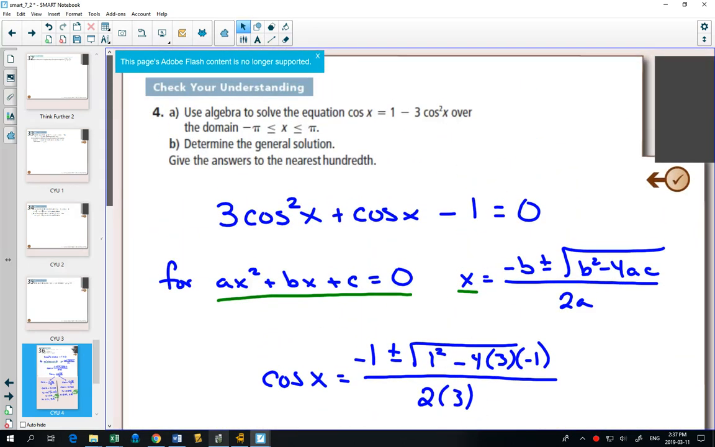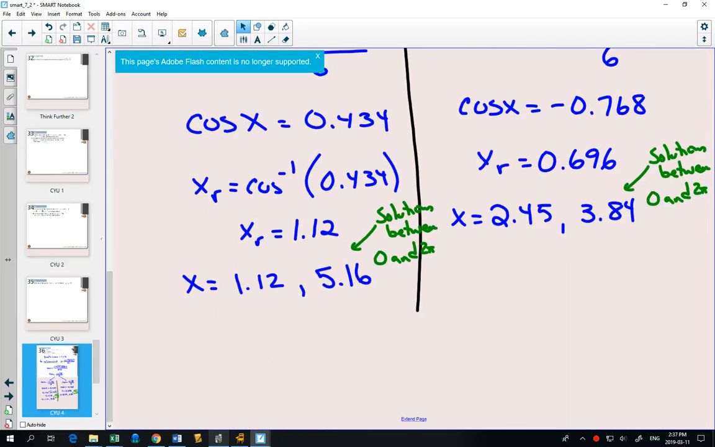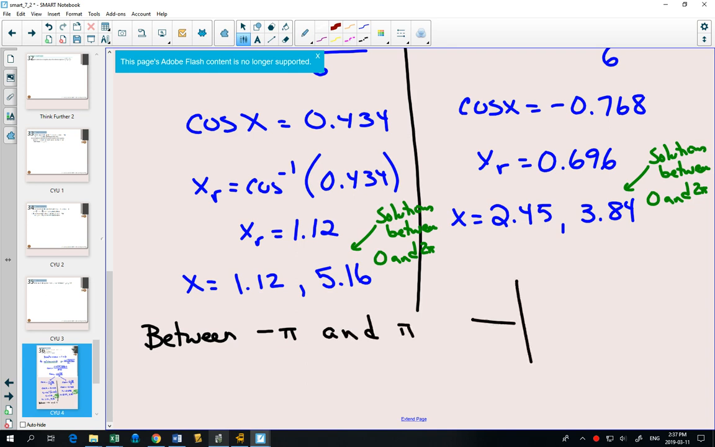Solve from negative pi to pi. Okay? Well, between negative pi and pi, if we think about our unit circle, that would be positive answers up to pi and negative answers up to negative pi. So that means any answer in quadrant 1 and quadrant 2 will be fine, but answers in quadrant 3 and quadrant 4 we're going to have to change.